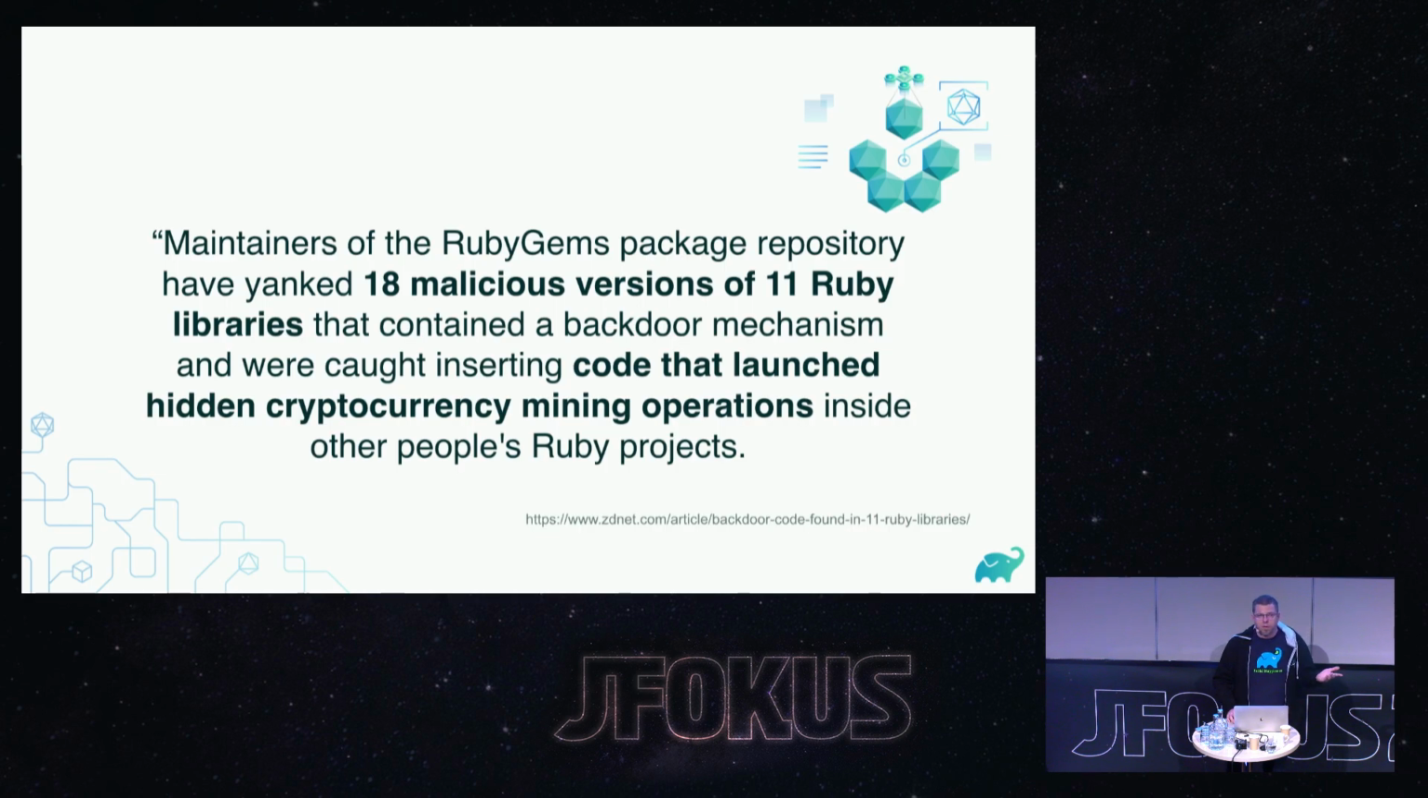The Ruby world. At some point, RubyGems' package repository found out that 11 Ruby libraries had been infected and deployed as pseudo-official packages. And what the packages were doing, well, they were mining cryptocurrency whenever you ended up using them.